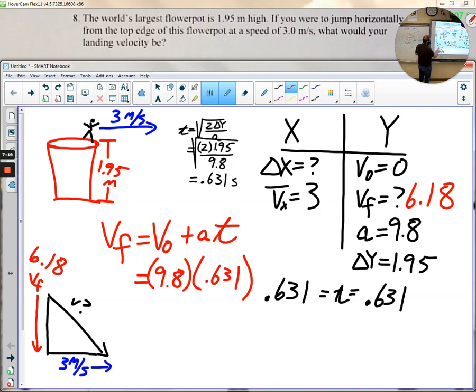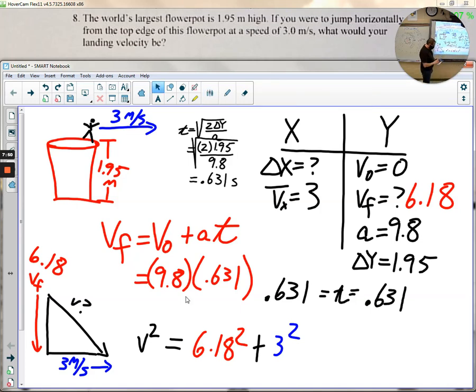After we find this, we're going to find what angle it is too, because velocity has to have direction. And so we're going to need an angle to show direction, not just speed. So when we do this, v squared equals 6.18 squared plus 3 squared.